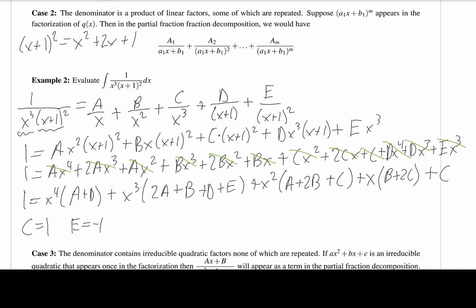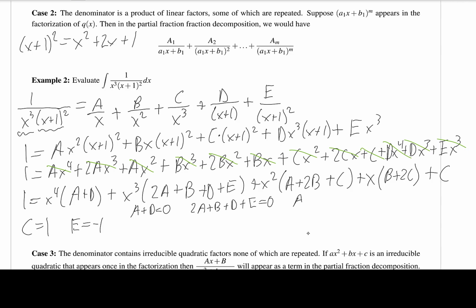Alright. Now, what I notice is that I have an x to the 4th right here, but no x to the 4th on the left-hand side. Now, there is technically an x to the 4th on the left-hand side of this equation. It's just being multiplied by 0. So that tells me that a plus d is equal to 0. Same thing with x to the cubed. I don't see an x to the cubed over there. That means it's being multiplied with 0. So this means 2a plus b plus d plus e is equal to 0.